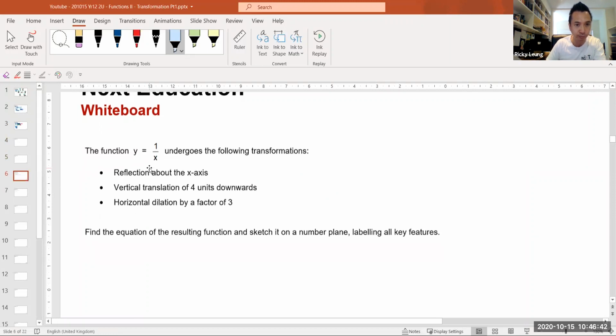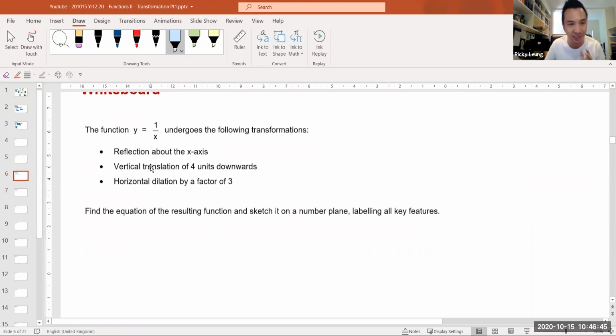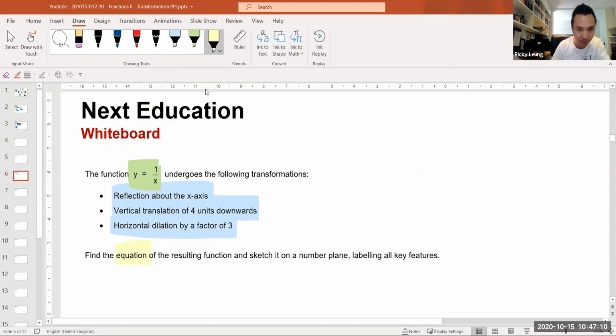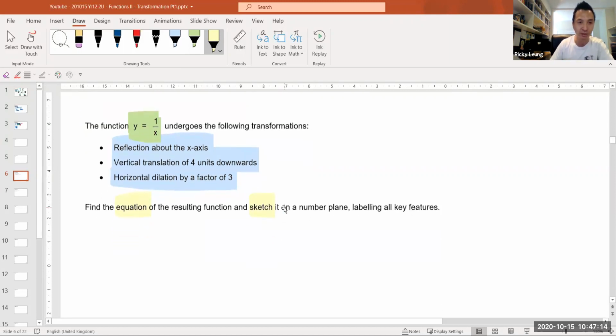There it is. So this is, I guess, a classic question for you to get under the new syllabus. So we have a function, right, that's been given, and it's a hyperbola. And it undergoes the following transformations. Reflection about the x-axis, vertical translation of 4 units down, horizontal dilation by a factor of 3. Find the equation. So there's 2 parts to this question. Find the equation and sketch, right? Piece of cake.